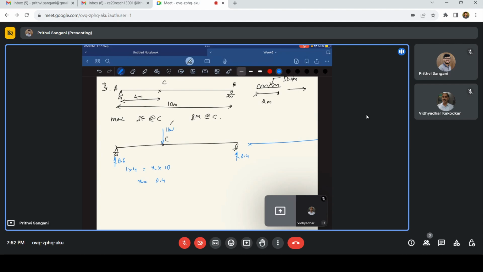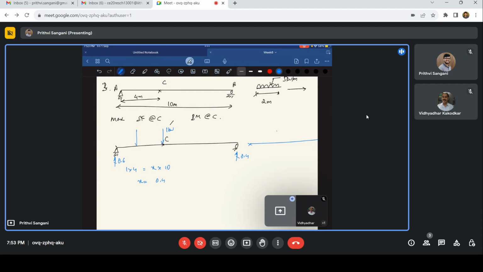So we will have something like this. We'll have 0.6 here, and 0.6 at point C. At C it is 0.4, right? This is 0.4.